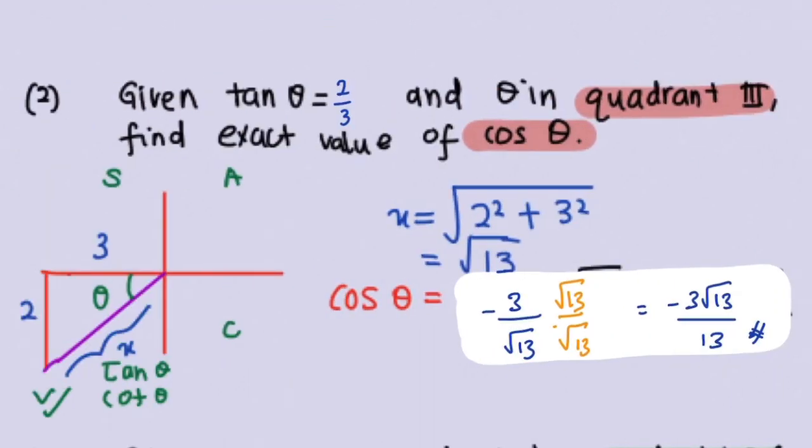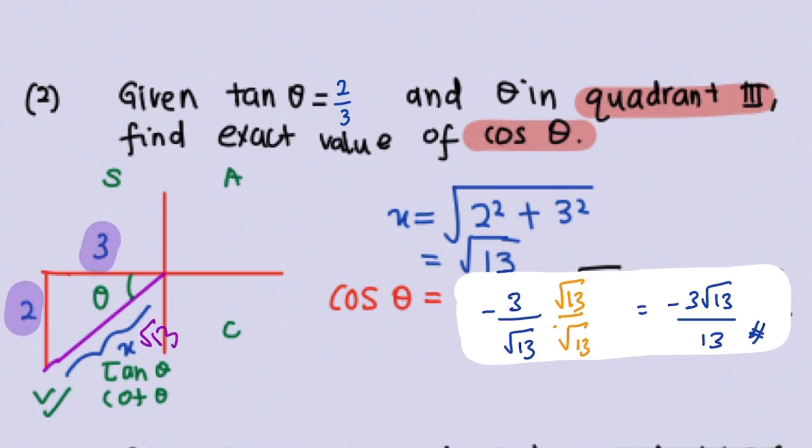Now let's see this question here. Given tangent theta is 2 over 3 and theta is in quadrant 3. Find the exact value of cos theta. So since we are in quadrant 3, we know that tangent and cotangent here will be positive. So this is in line with what we are having here. So let's put the value for your triangles. Tangent is opposite over adjacent, so 2 over 3. So now let's find out what is our hypotenuse here. So let's use Pythagoras Theorem. Square root of 2 squared plus 3 squared. So this is square root of 13. Therefore, we know that this is now square root 13.